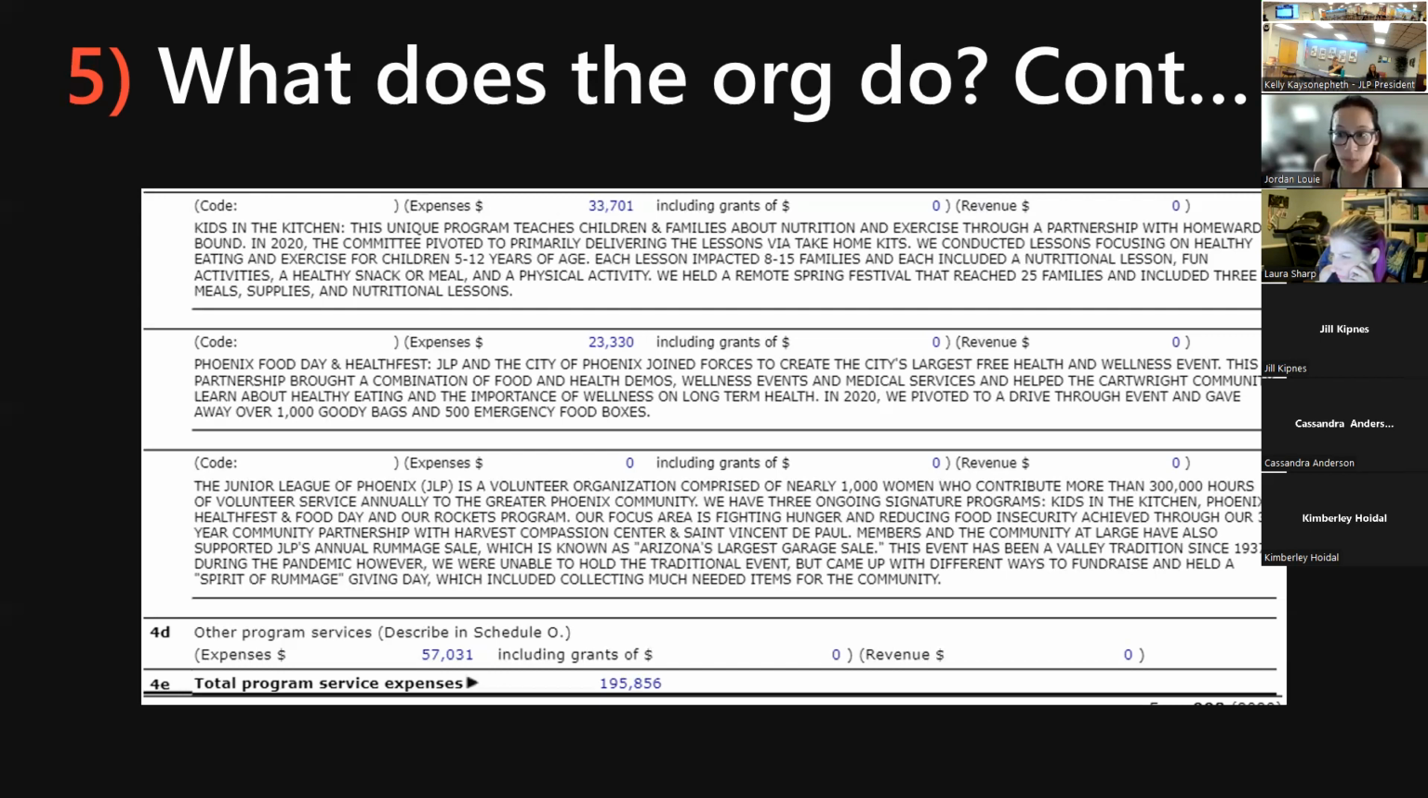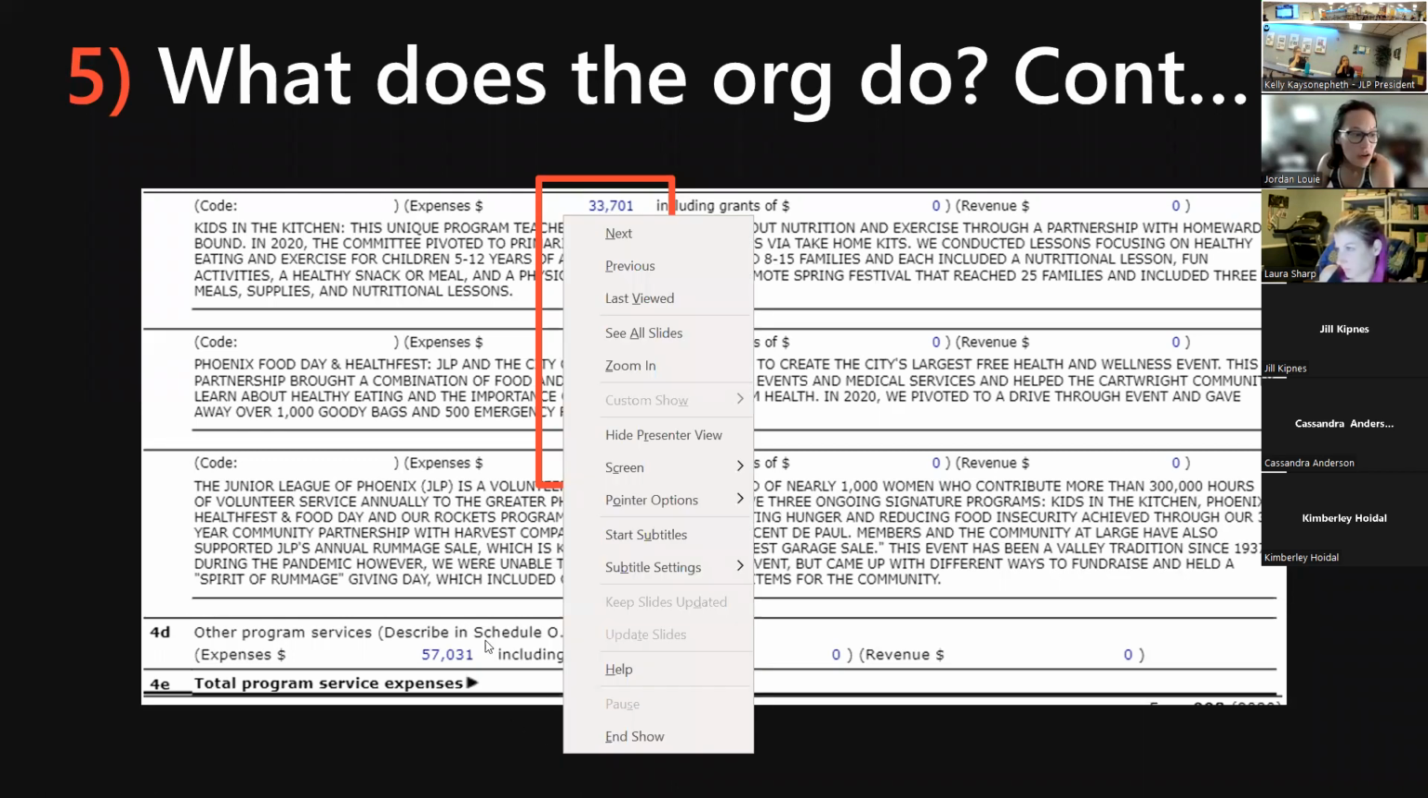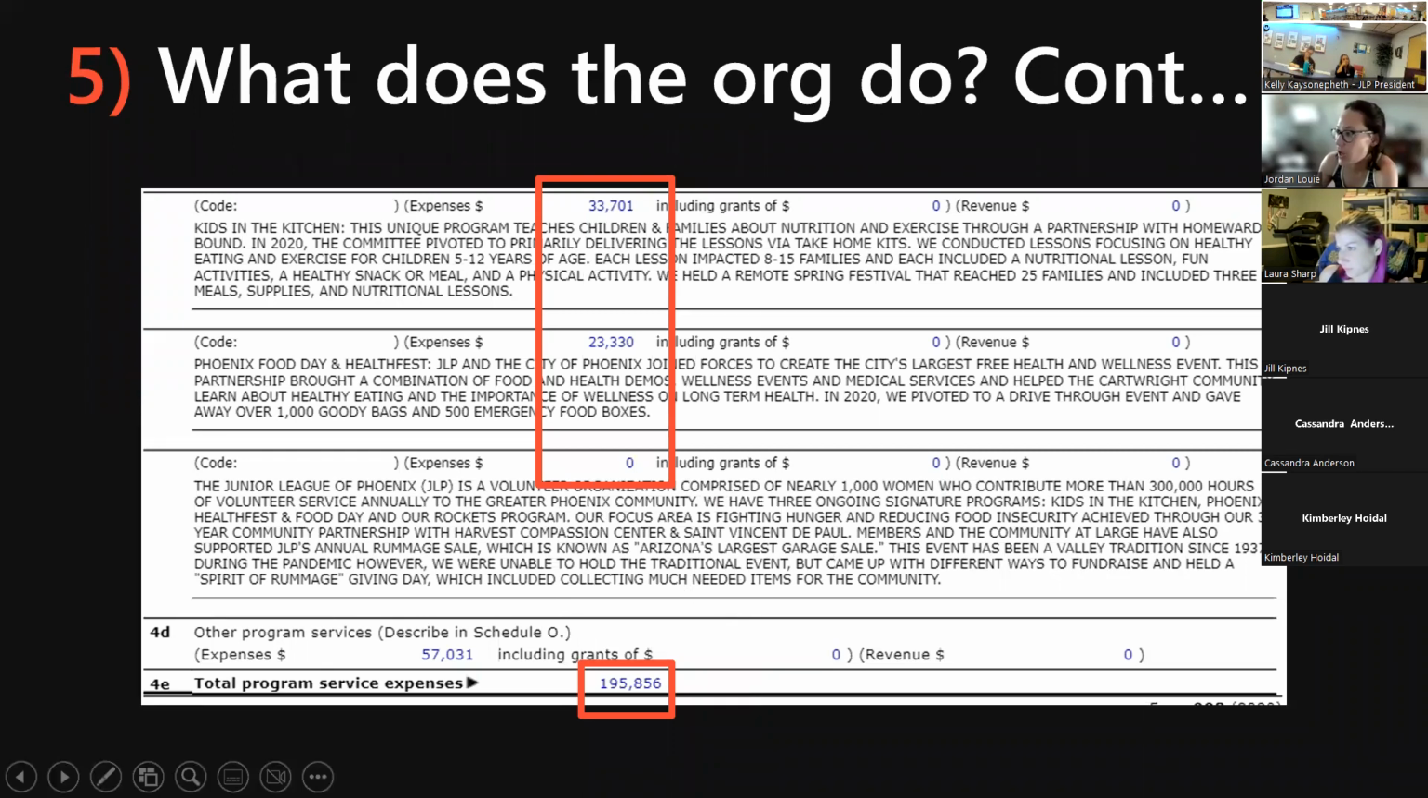And that to me passes the proverbial sniff test, right? What should the Humane Society be doing? They should be helping animals. And it looks like they are doing that. Total expenses here. I didn't put a box here, but including grants of, so that's that pass-through money that an organization may provide. And then total program expenses, this would tie to the earlier page for program expenses.